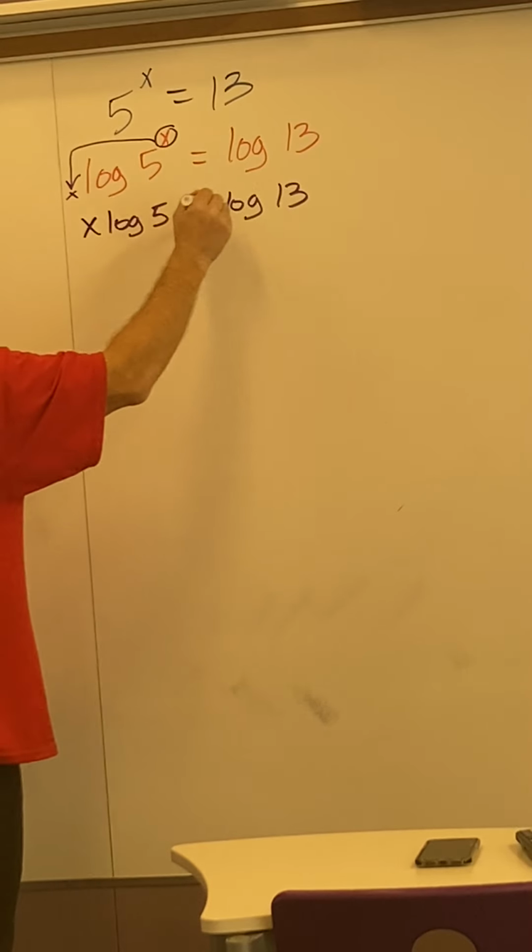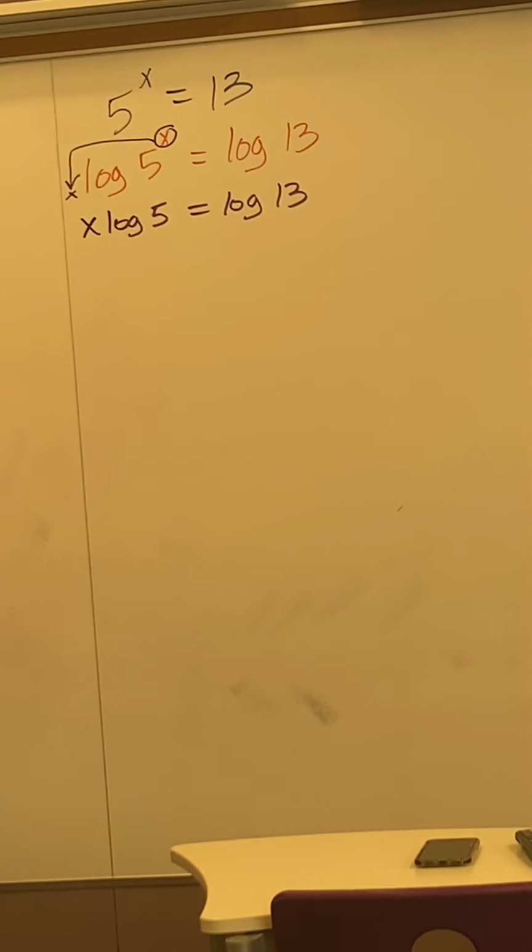Now, x times log 5 equals log 13. Now, how do I solve this? Here's what you need to understand. Log 5 is a number. It's not that log is a thing and 5 is a thing. No, log 5 is a number. This is an entire number. So this is just like x times 10 or something like that. Log 5 is just a number.